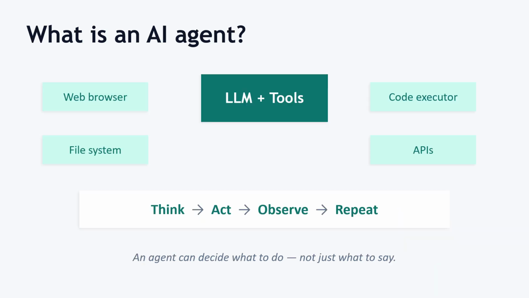So, what happens when you give an LLM the ability to act? You get an AI agent. An agent can use tools, browse the web, call APIs, read files, run code. It can decide which tools to use and in what order. It observes the results of its actions and decides what to do next. And it can work toward a goal over multiple steps. Think of it this way. The difference between an LLM and an agent is like the difference between a consultant who writes you a report and an employee who can actually go and do the work.